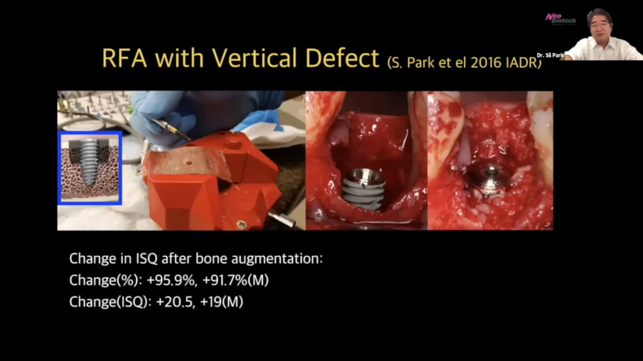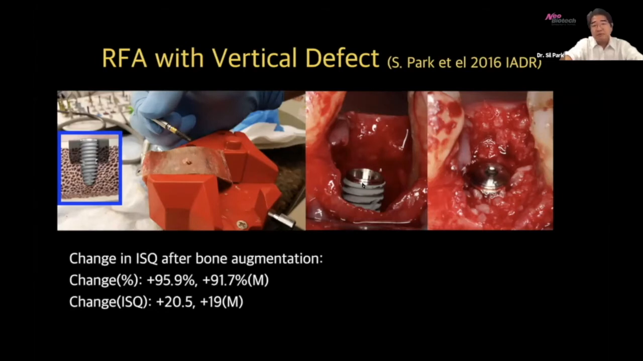So in other words, it's going to create false positive ISQ numbers. In terms of RFA, if you have an Osstell or Penguin, those are really fine. However, keep in mind those two situations: when you have a vertical defect, there's a high possibility of a false positive, as I can show you in the first experiment.